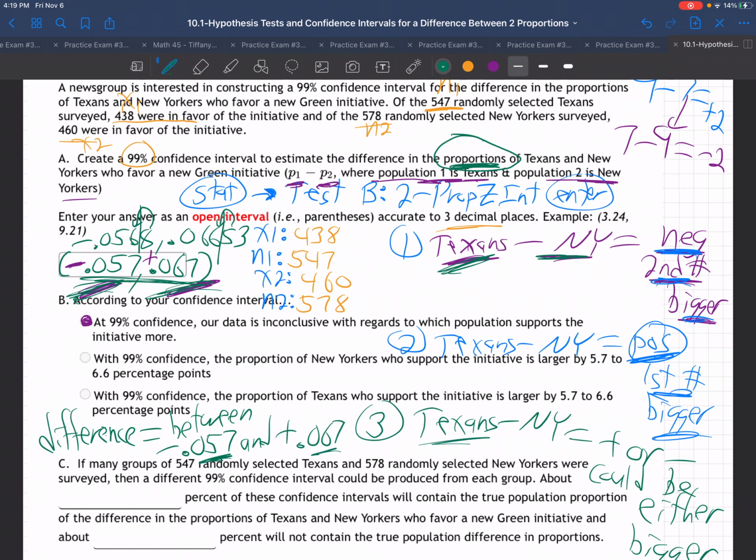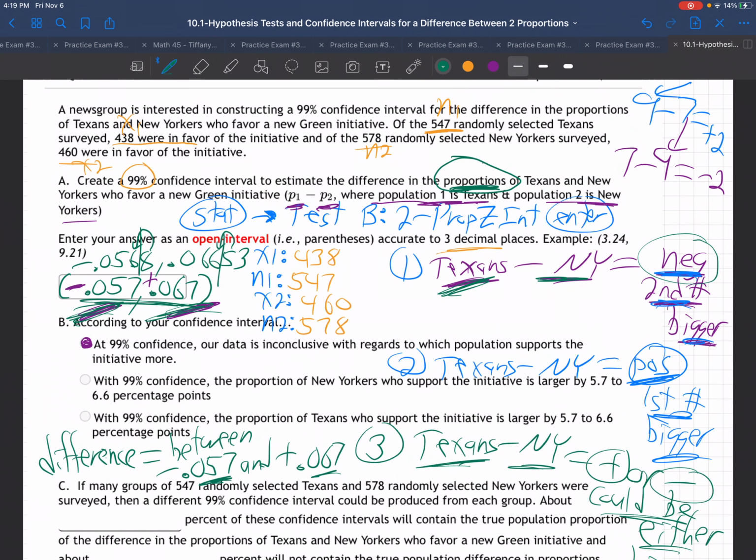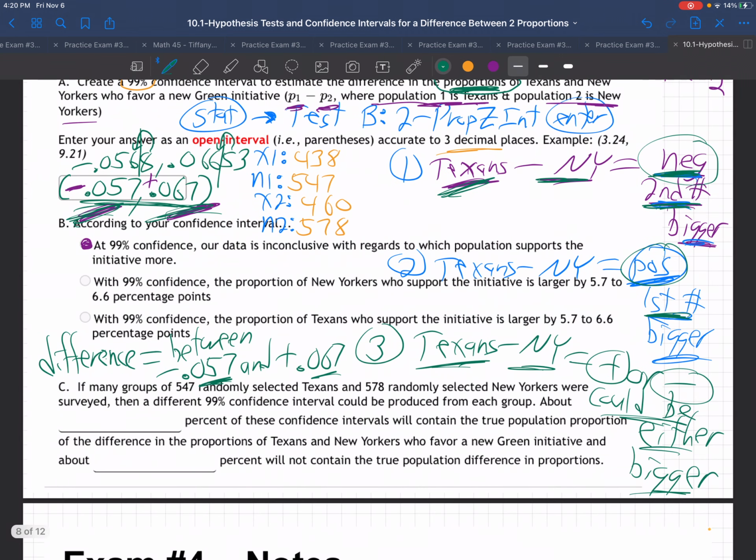So the difference could be negative or positive. So it could be that either one is bigger, right? Because if the difference is negative, that means the second number is bigger. If the difference is positive, the first number is bigger. If you start with a bigger number in the front, you get a positive subtraction. If you have the bigger number in the back, it comes out negative. But our difference, our answer, is somewhere between negative and positive.